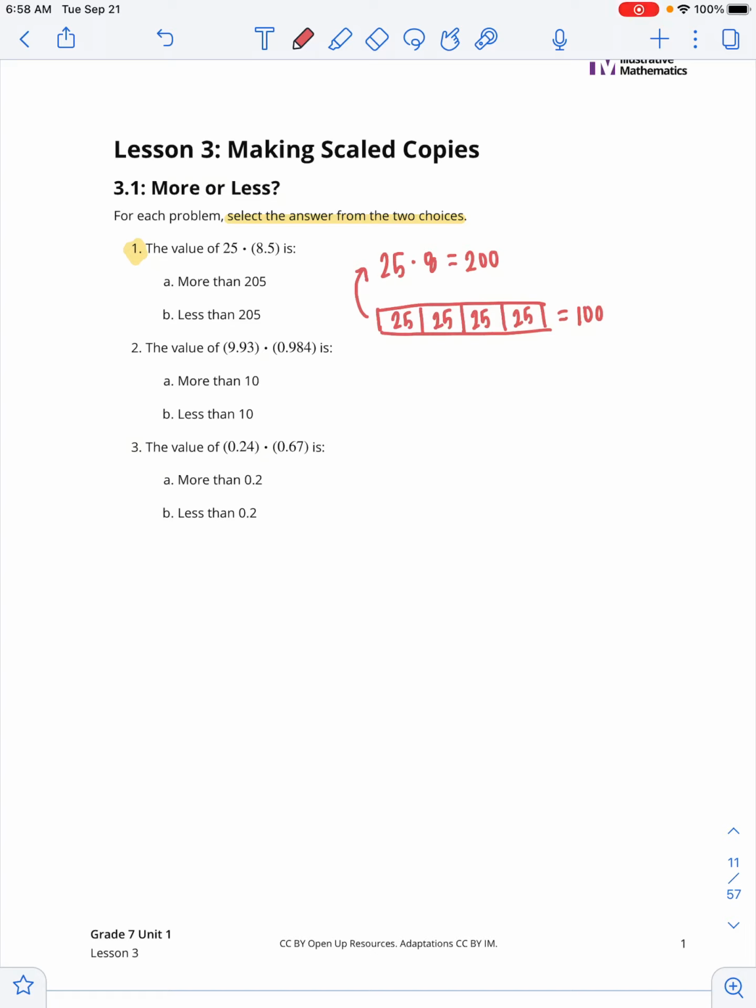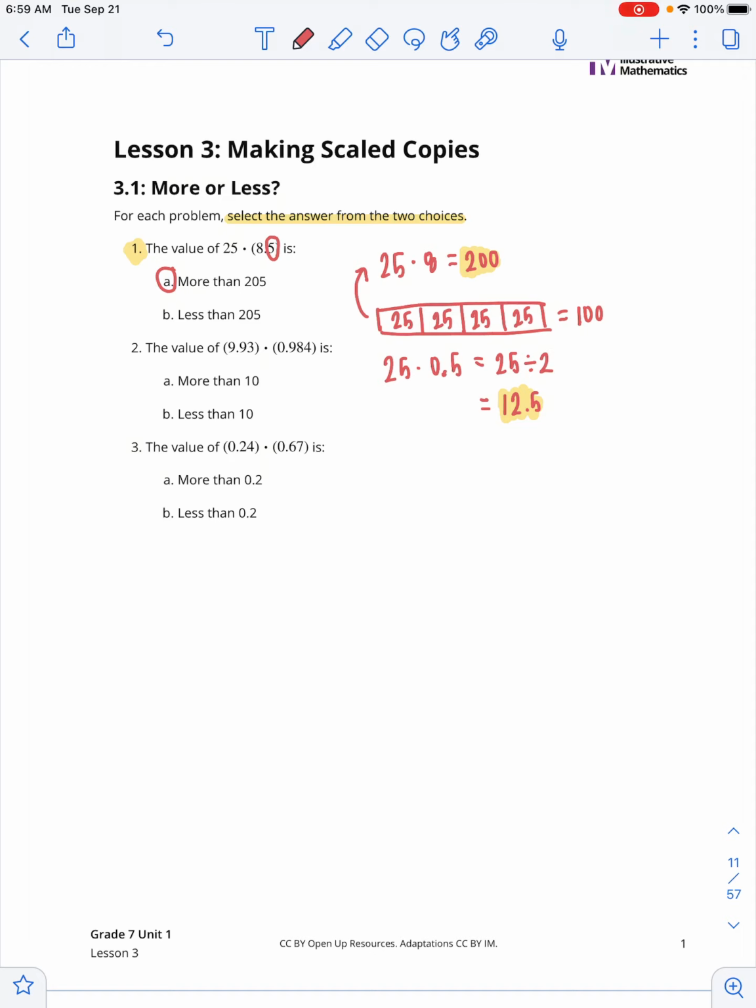Now, of course, we need to pay attention to the 0.5 part. We think about multiplying 25 times half, and that is the same thing as saying 25 divided by 2, or 25 split in half. We know that 25 divided by 2 is 12.5. And so 8.5 times 25 is 200 plus 12.5, which is 212.5. That's more than 205.